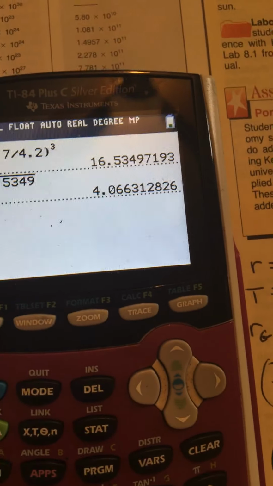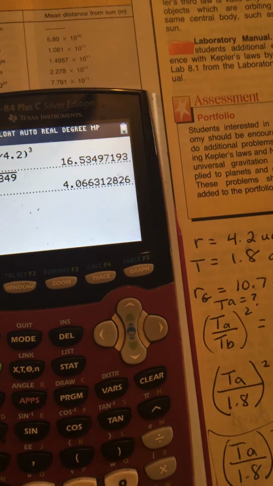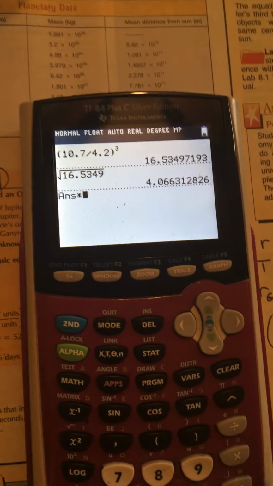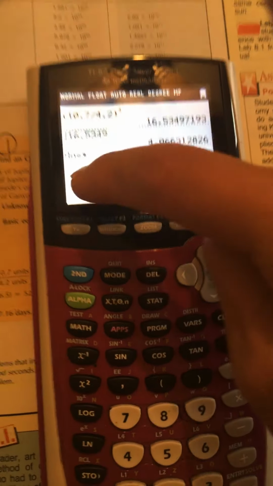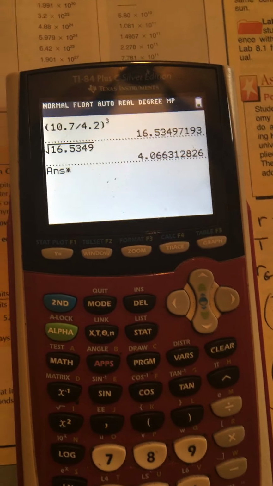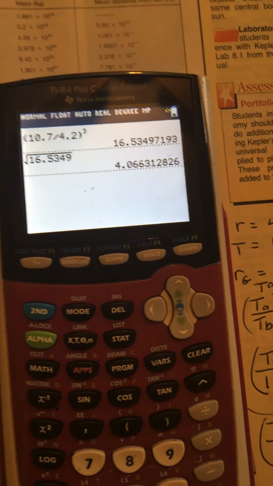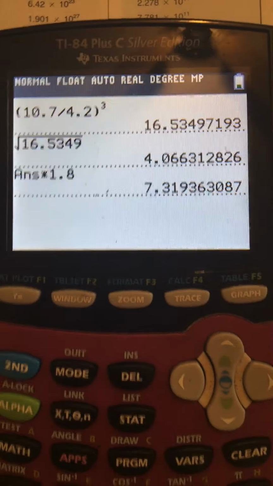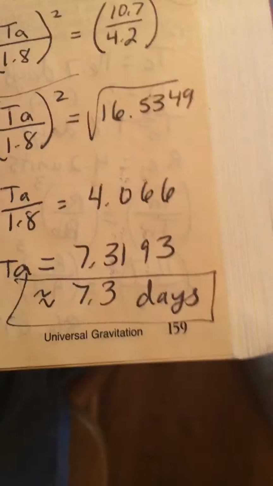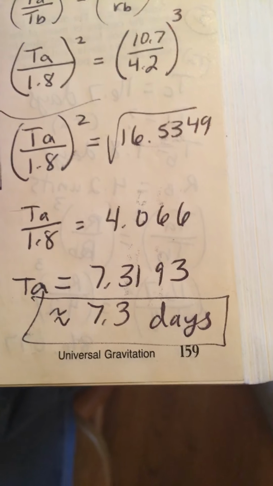So I do 4.066 times, and you can just hit times, it'll bring down your answer, 1.8. And it says the answer is 7.31, and your book says about 7.3 days. So yay, we got the answer.